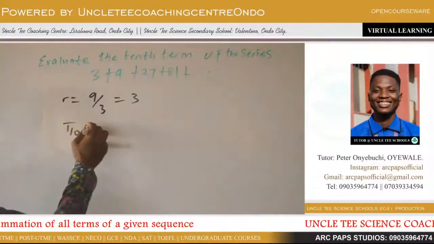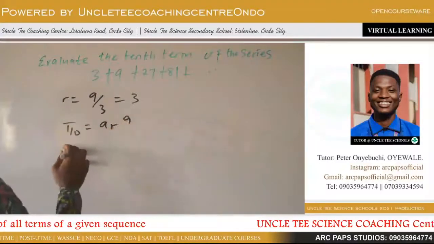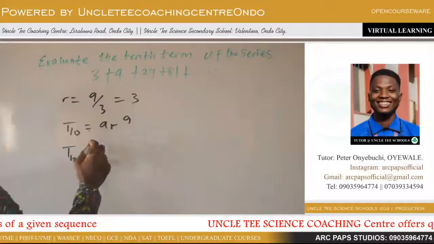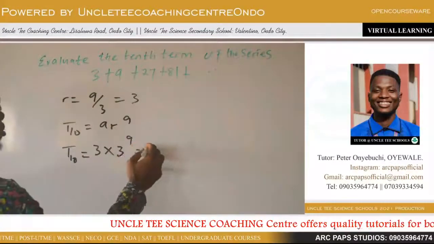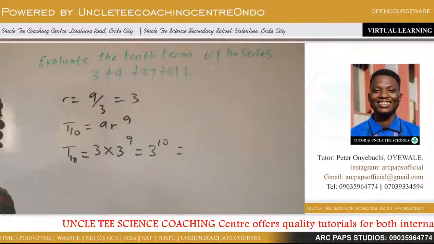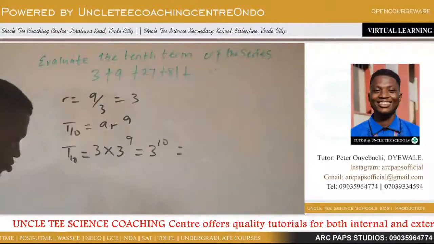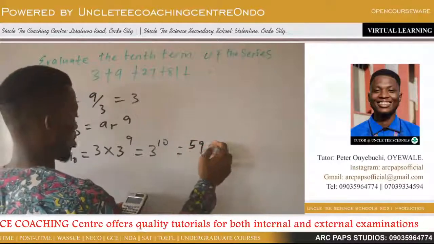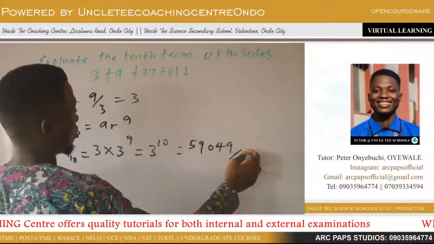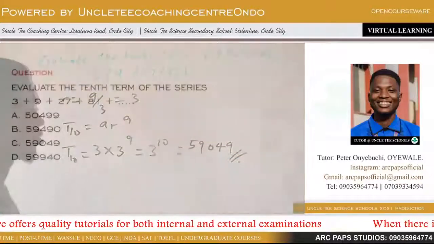Now our 10th term will give us AR raised to 9. Our A is 3 times our R, which is 3 raised to 9. So this will give us 3 raised to 10 using our laws of indices. And using your calculator, 3 raised to 10 will give you 59049. So that will be the final answer.